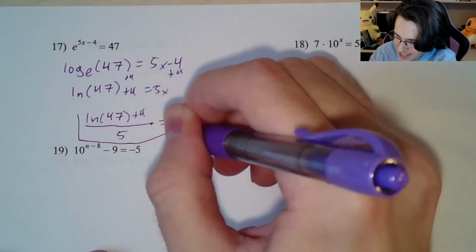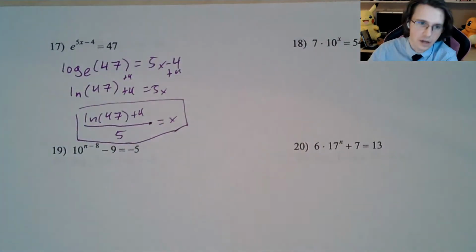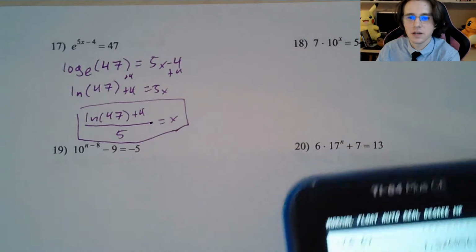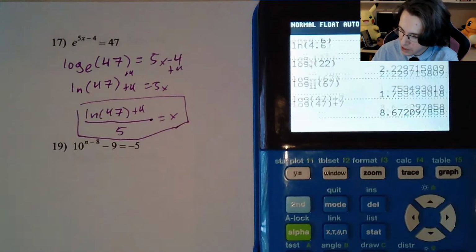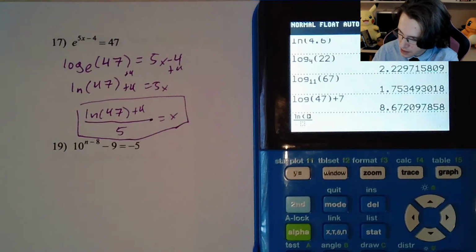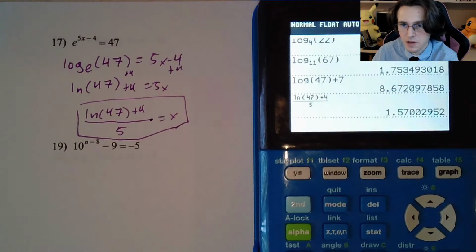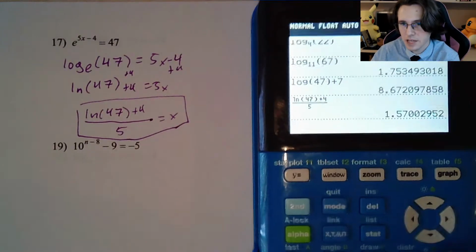Here's our exact answer. And for our approximate answer, we just got to go to alpha, y equal, enter. And ln of 47 plus 4, divided by 5, and we get 1.570.